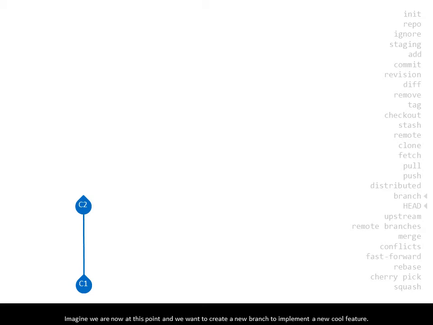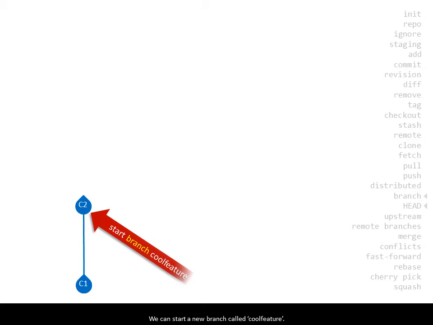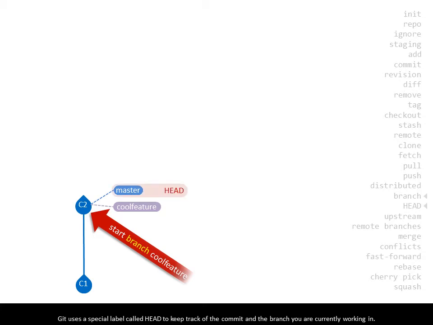Imagine we are now at this point and we want to create a new branch to implement a new cool feature. We can start a new branch called cool feature. Git creates a branch label to keep track of this new branch. The sequence of commits you had so far has the default name master branch. Git uses a special label called head to keep track of the commit and the branch you are currently working in.